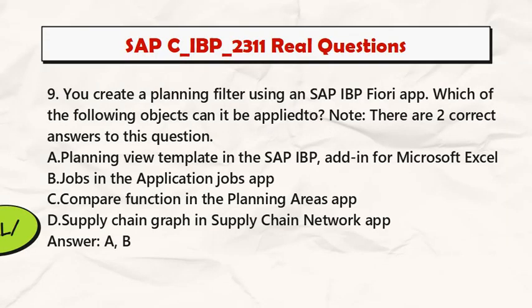9. You create a planning filter using an SAP IBP Fiori app. Which of the following objects can it be applied to? Note: There are two correct answers to this question. A. Planning view template in the SAP IBP add-in for Microsoft Excel. B. Jobs in the Application Jobs app. C. Compare function in the Planning Areas app. D. Supply chain graph in the Supply Chain Network app. Answer: A, B.